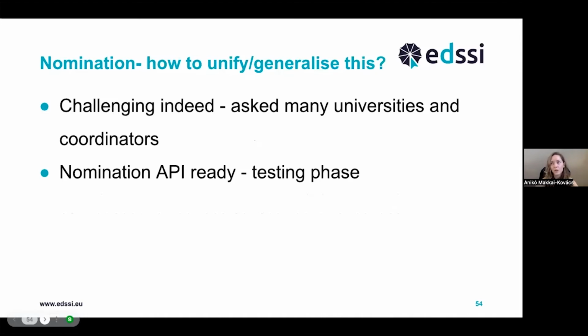And to really map all of these processes and somehow unify and generalize this is super challenging. If you scroll back to the slide of Paul, where he was talking about EWP and that we need data that is transferable to 0 or 1, so yes or no, it's really challenging. So under the EDSSI project, we have been drafting these use cases and these opportunities. And there is an API that is basically ready, but being tested, to be able to use it with the EWP network. So that's the case about nominations in EWP.